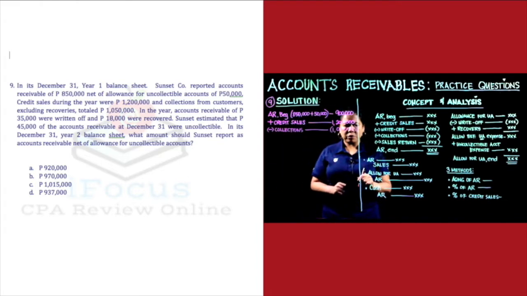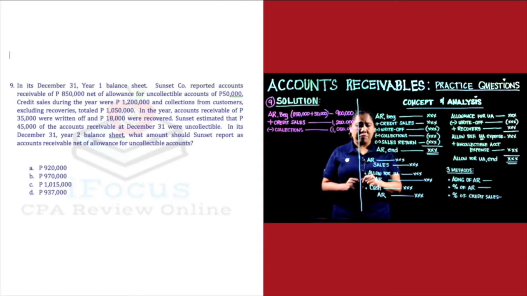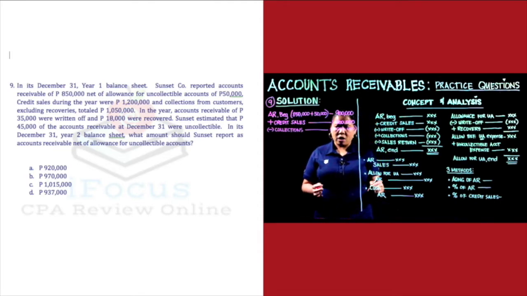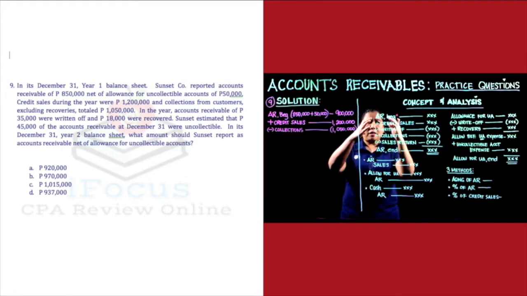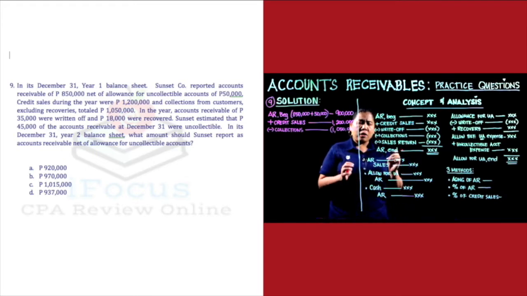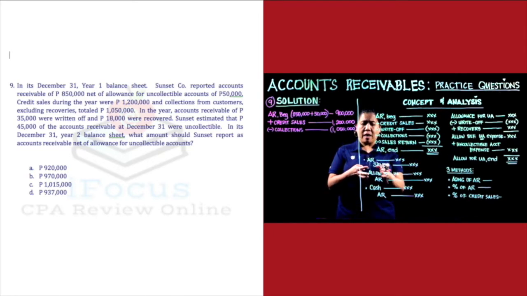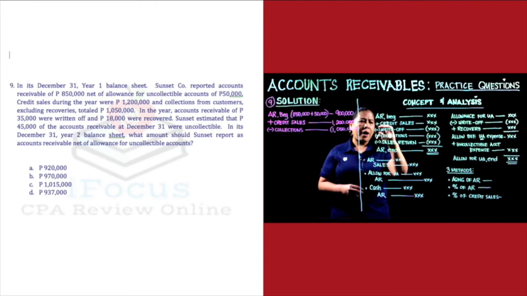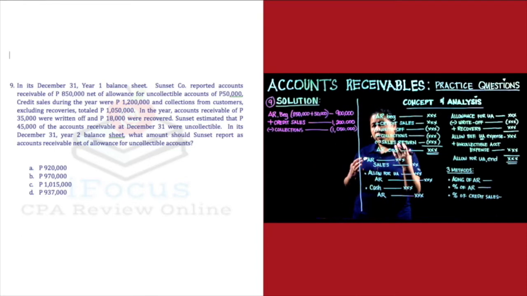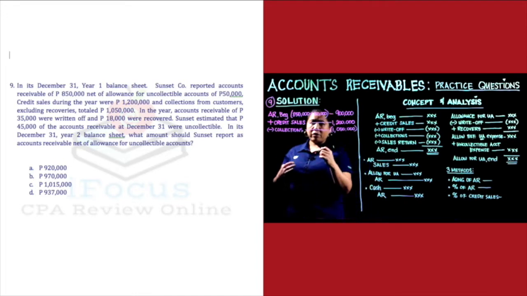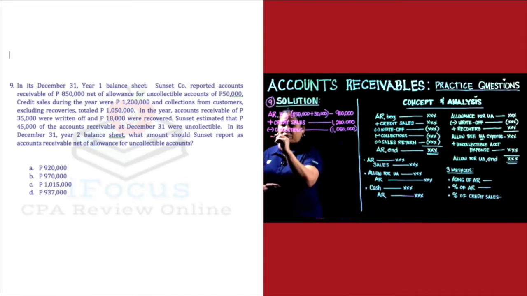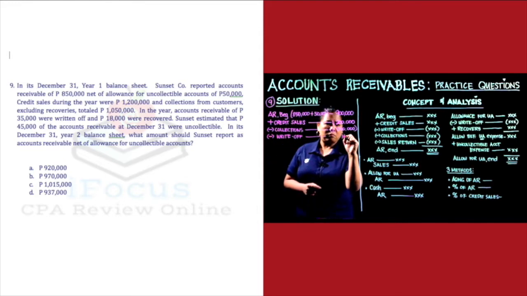In the year, accounts receivable of 35,000 were written off and 18,000 were recovered. So, anong effect ng ating write-off sa ating accounts receivable beginning? So, ang effect ng ating write-off or ang entry natin sa write-off is debit to the allowance for uncollectible accounts and credit to accounts receivable. So, kapag nag-credit ka ng accounts receivable, mina-minus natin yan sa ating accounts receivable. So, ang write-off, ang effect niya sa ating accounts receivable is minus. So, we minus our write-off of 35,000.